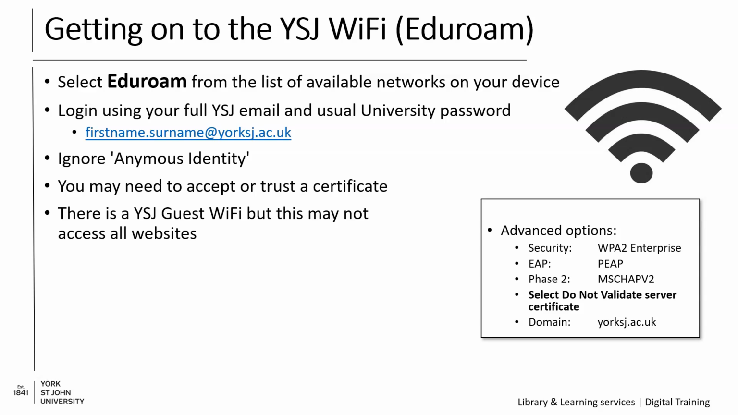When you're on campus, the official York St John Wi-Fi system is called EduRoam. You can log into that using your full email address and your regular York St John password. You'll find that EduRoam also works at other universities if you're visiting. There is a guest Wi-Fi system, but this may not work for all websites.